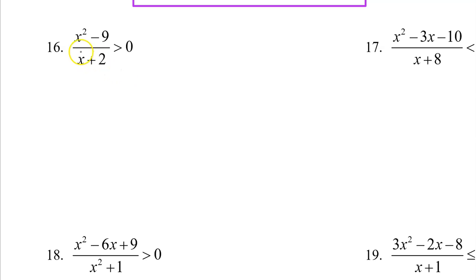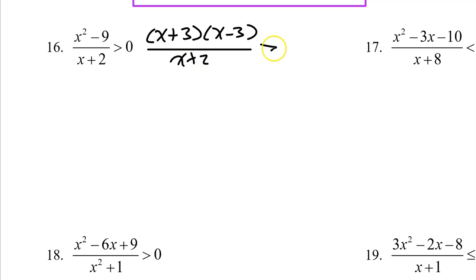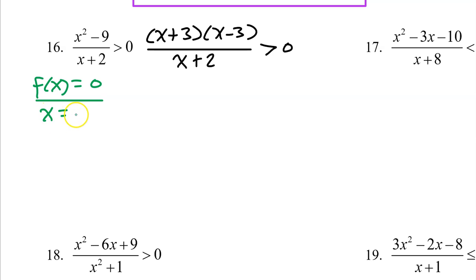These next four problems will require some factoring first. X squared minus 9 is the difference of two squares, which factors as x plus 3 times x minus 3. So now we have this. Where does f of x equal 0? That's at x equals negative 3 and x equals positive 3, where the numerator is equal to 0.